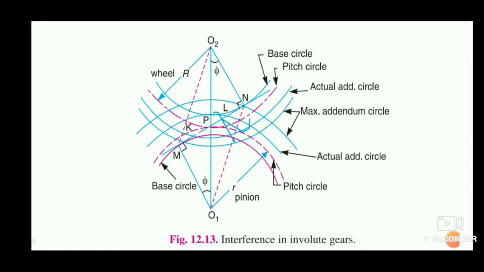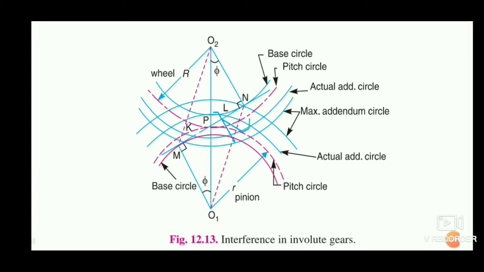So we need to design the gear in such a way that the interference is avoided. The minimum number of teeth should be considered in order to avoid interference between the teeth which are meshing with each other. So first of all, we'll draw the diagram in order to find that out.